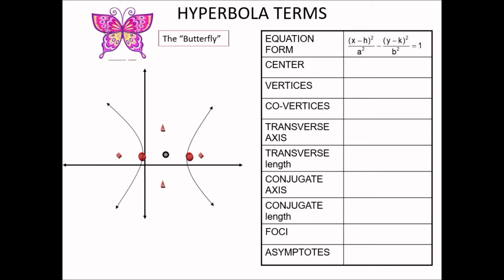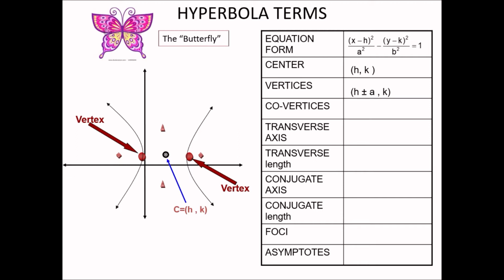Ano ang equation form ng horizontal? We have the quantity x minus h squared over a squared minus the quantity y minus k squared over b squared is equal to 1. We have the center there, (h, k). Now, yung vertices natin ay, yan siya. Nakalagay siya sa x-axis. We have the coordinates for the vertices: h plus or minus a, k.